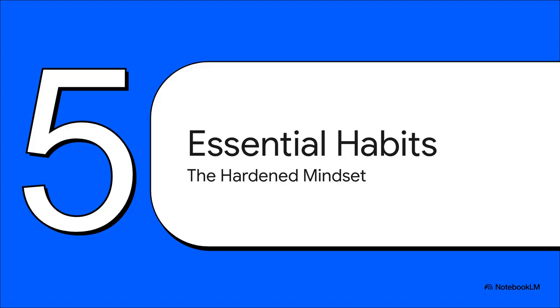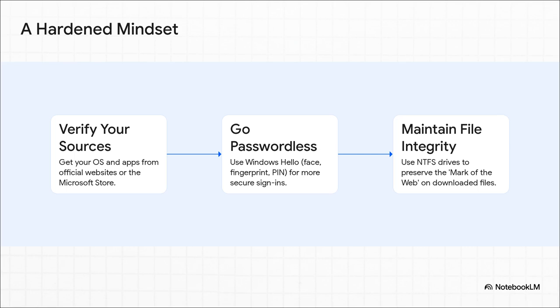So we've seen what scripts and policies can do. But true security is also about how you think. Let's move to Section 5, Essential Security Habits, what we'll call the hardened mindset. These automated rules actually help build some really great habits. First, verify your sources. Always get your software from the official website or the Microsoft Store. Second, go passwordless. Seriously. Using Windows Hello with your face, your fingerprint, or a PIN is way faster and a whole lot more secure than any password you can come up with.